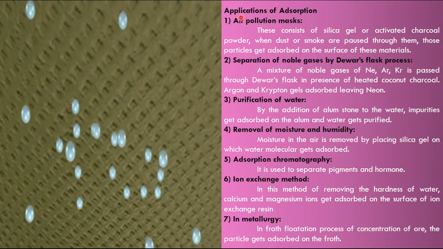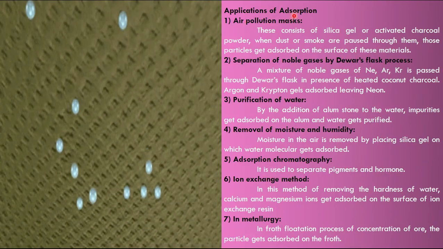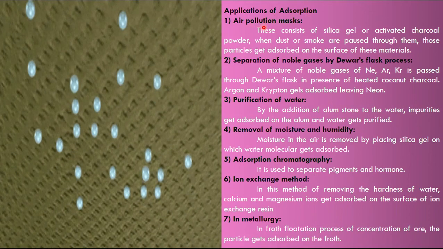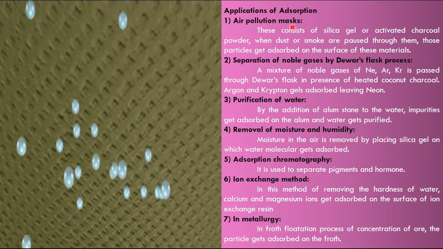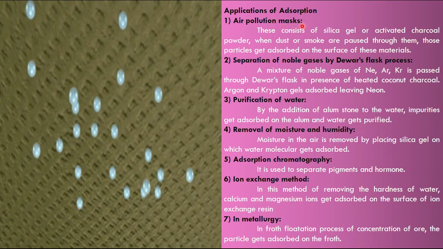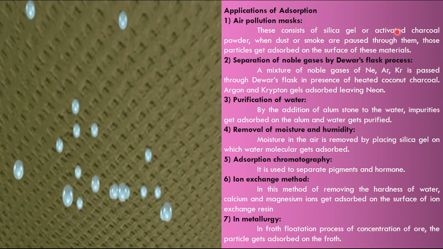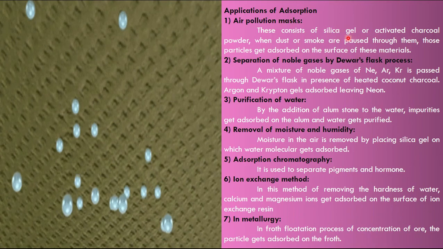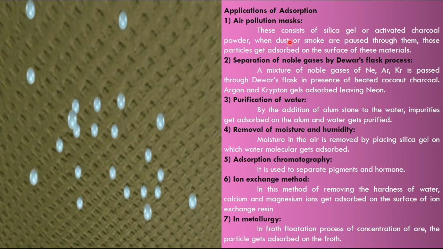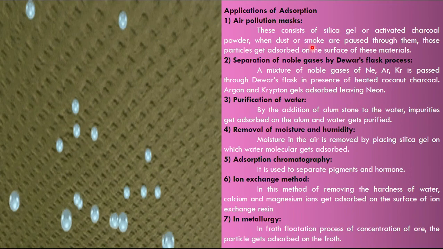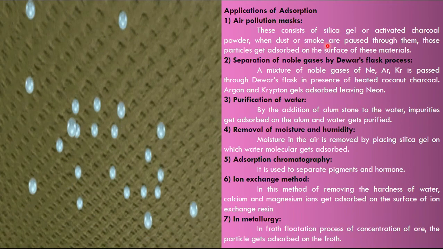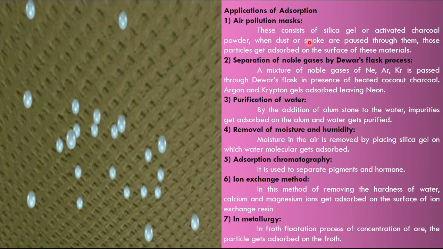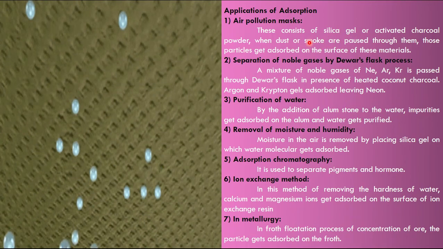We will see the applications of adsorption. The concept of adsorption is helpful in air pollution masks, because air pollution masks contain silica gel and or activated charcoal. Both silica gel and activated charcoal will adsorb the dust or any impurities and smoke when passed through the pollution mask.